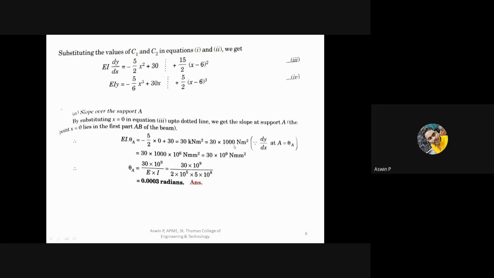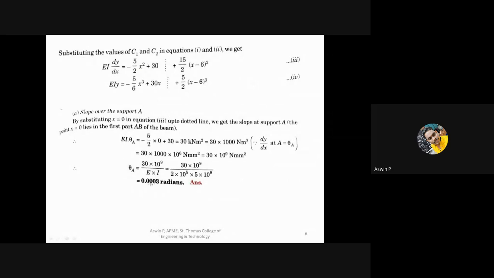If we substitute x equal to 0, we can write minus 5 by 2 into 0 plus 30, equal to 30 kilonewton meter square, or 30 into 10 raised to 3 Newton meter square. After solving this equation with the values of Young's modulus and moment of inertia available in the question paper, we can get theta A, or slope at A, as 0.003 radians. This is the way to solve for the slope at point A.